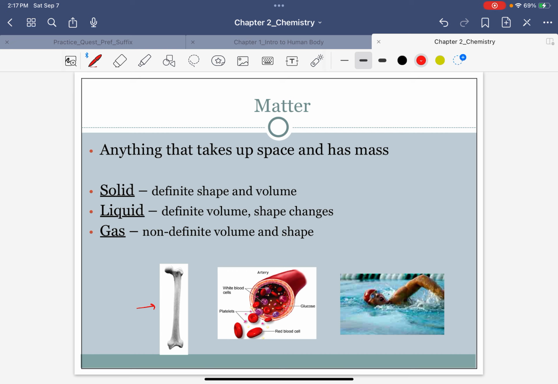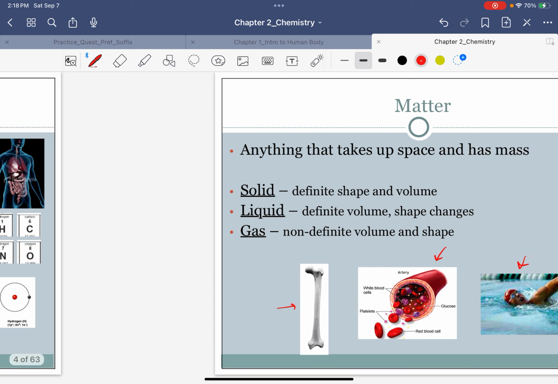We have liquids. The obvious example of a liquid in our body is blood, but we have plenty of other liquids. You could think about the cerebrospinal fluid surrounding our brain. We could talk about synovial fluid, which is a fluid in our synovial joints to reduce friction. We could talk about the gastric juices and saliva in your GI tract. And we, of course, have gas, oxygen and carbon dioxide being the two biggest.